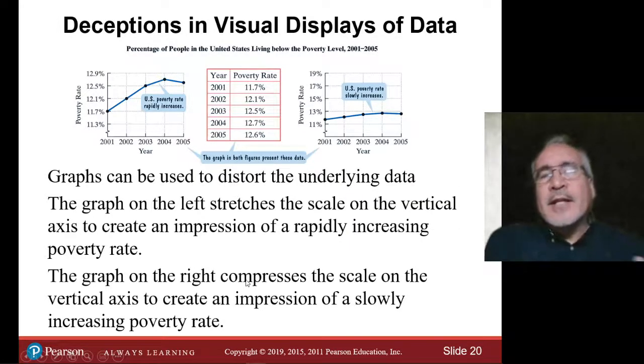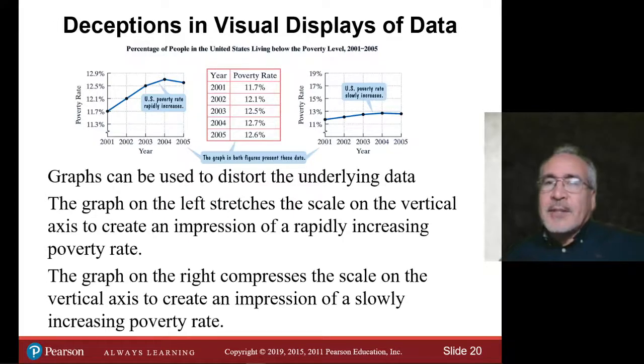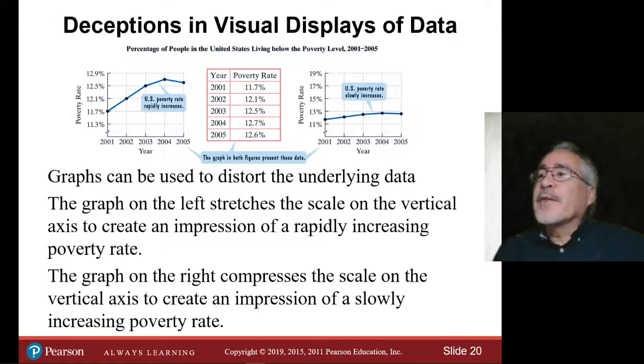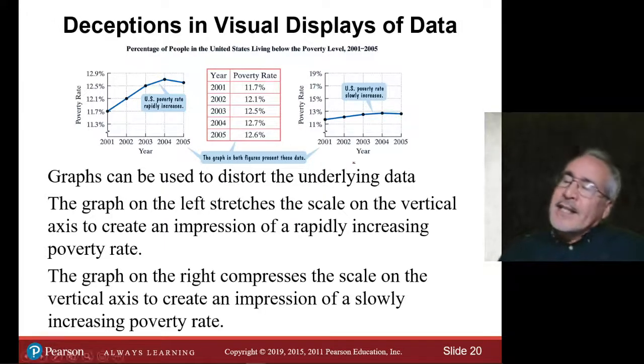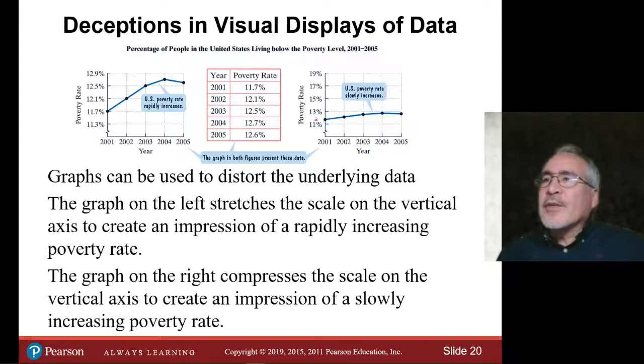Okay. So now we get into these last few slides, which is going to be deceptions. And this is the part that hopefully you take with you. It's not so much we're going to test you on this, but this is the part that applies to real life. So here's some deceptions that can occur. The graph in both figures represent these data. So here's the data, the year, the rate of poverty. So notice this makes it look like it's really going up. Over here, this looks like there's not that much change. Well, which one's correct? Technically, they're both correct, but notice what they've done.